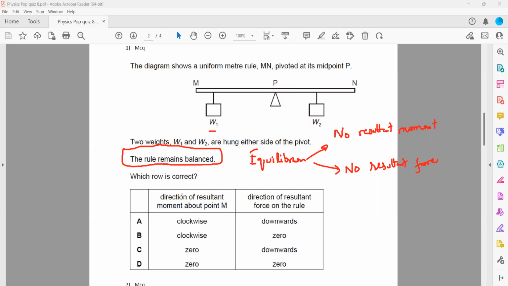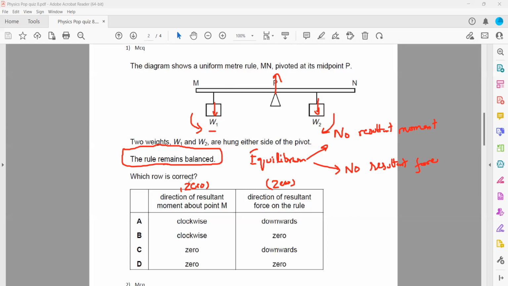equilibrium. So the direction of the resultant moment will be zero, because there is no resultant moment. And for the resultant force, there are forces, but the resultant force will be zero. W1 is causing an anti-clockwise moment, W2 is causing a clockwise moment, and they will balance. Same thing, W1 is acting downward, W2 is acting downward. So the force from the pivot will act upward, and that will balance the total downward force.